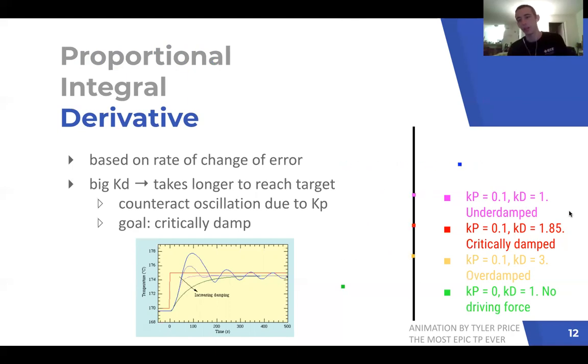And then we have different terms like underdamped, critically damped, overdamped. I'm sure a lot of you guys have heard of that. That's going to be one of the main objectives of this project, to try and find the best Kd, that Kd and Kp combination that gets you to settle to the distance you want as quickly as possible.